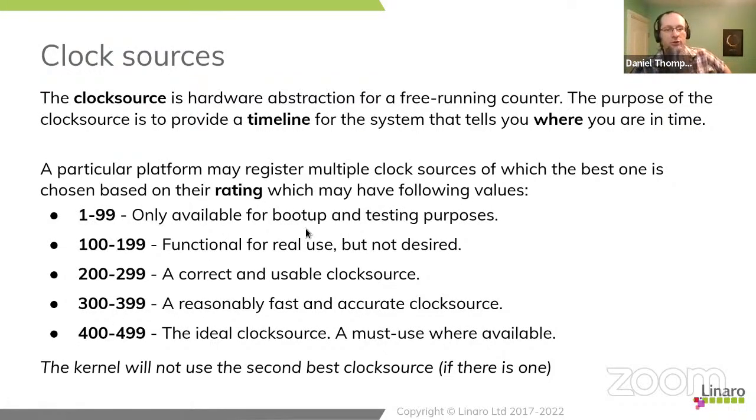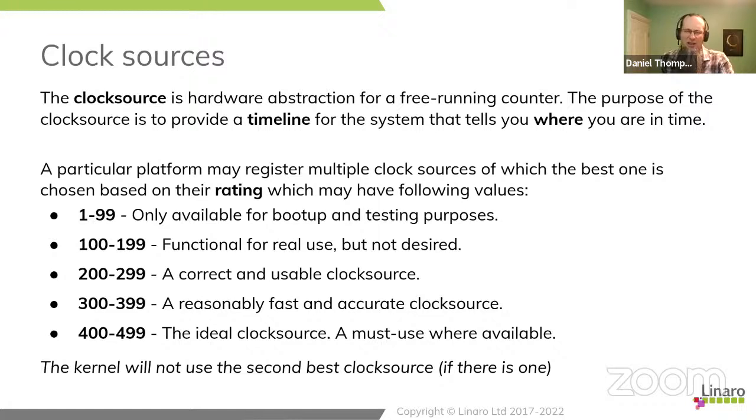Once you go to higher things, you hit more useful clock sources. So functional for real use, not desirable, something that's correct, something that's correct and fast, and something that's ideal. So the ideal clock source is very cheap to read. It's high resolution. It's got lots of bits within it, so it doesn't wrap very easily. And once you have one of those, why would you use the second best clock source? That's the key thing for these ratings: once you can rate the clock sources, the driver tells you how good its clock is. The kernel will use the best clock source available to it, and the second best clock source is unused.